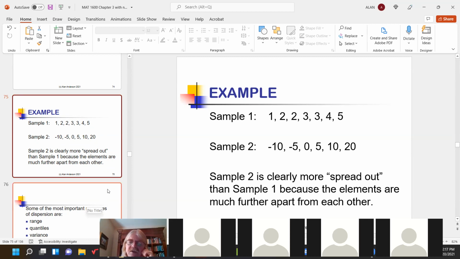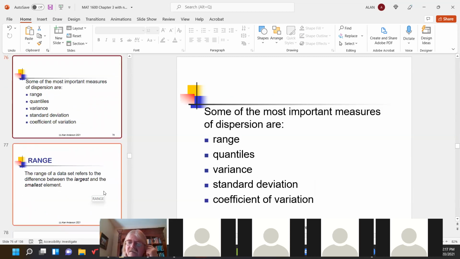All right, now there were 3 measures of central tendency that we were looking at. We're going to look at 5 measures of dispersion. And again, some of these you may have heard of before, and some of them possibly not. So you can see that they are the range. We have something called quantiles. We have the variance, the standard deviation, and the coefficient of variation.